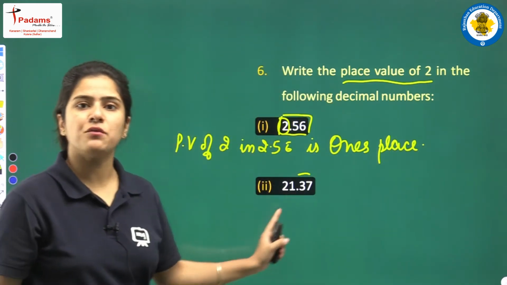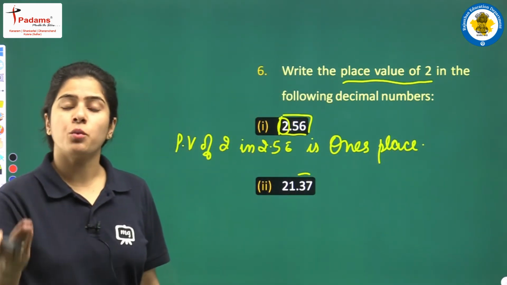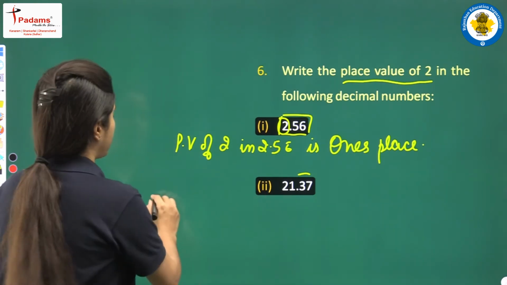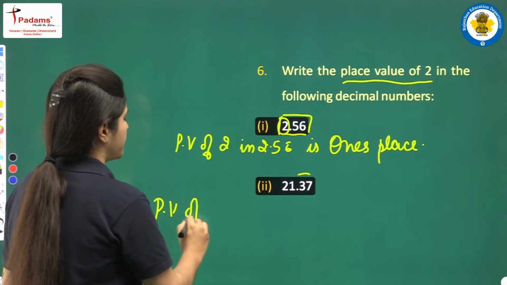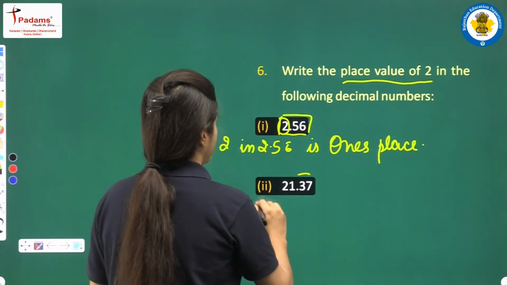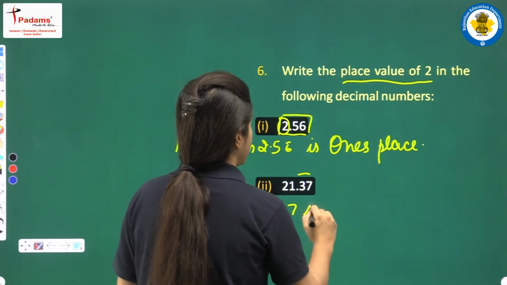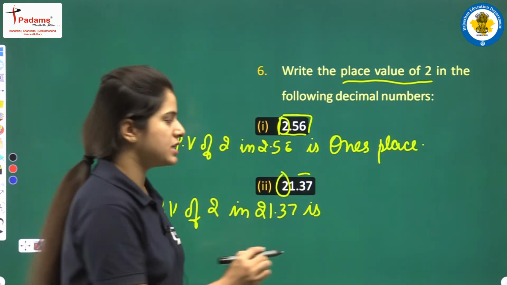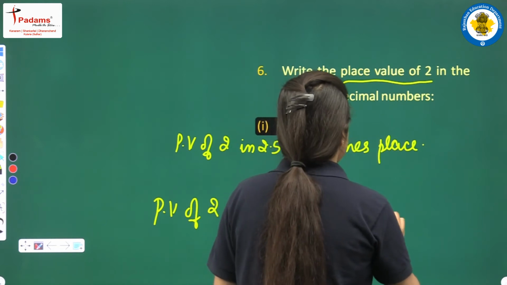Next question, 21.37. What is the place value of 2 in 21.37? It is the tens place. Okay, students, it is the tens place.